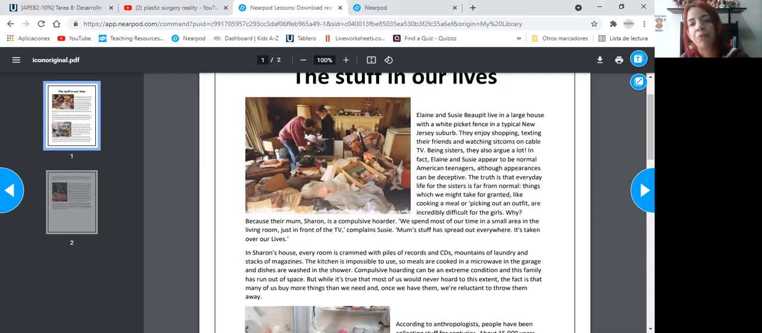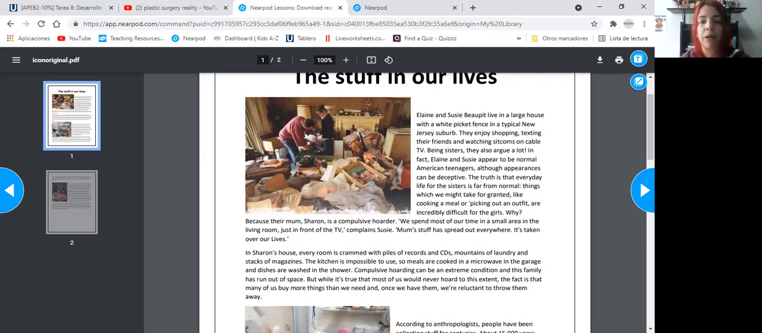Elaine and Susie live in a large house with a white picket fence in a typical New Jersey suburb. They enjoy shopping, texting their friends, and watching sitcoms on cable TV. Being sisters, they also argue a lot. In fact, Elaine and Susie appear to be normal American teenagers, although appearances can be deceptive. The truth is that everyday life for the sisters is far from normal.